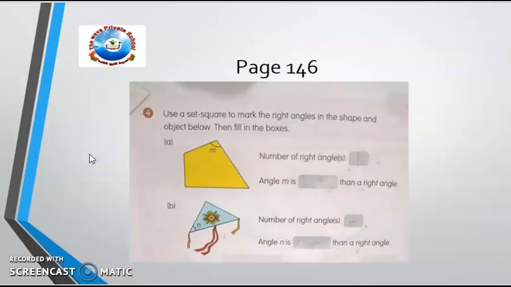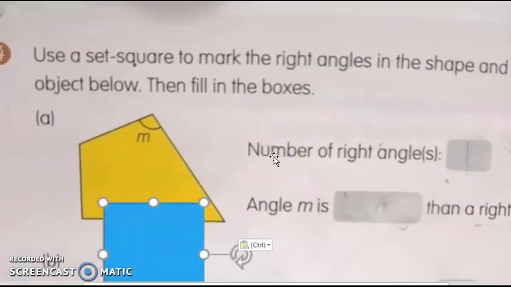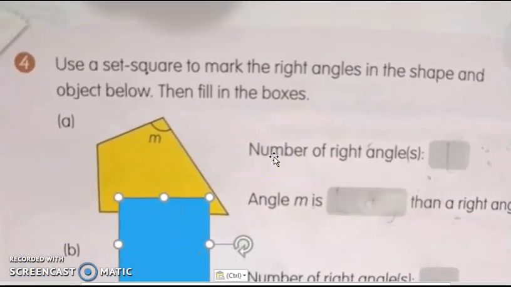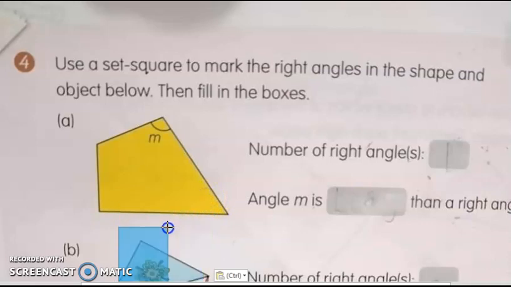So this is page number 146 from your textbook. I'm using paper again. They said use a set square to mark the right angle in the shape and object below. You have to write the number of right angles in this shape. So you can use this paper object to measure it. I have to take my vertex to the corner side. First of all, you have to draw like this at the vertices. 1, 2, 3. So we have to measure all the vertices one by one.